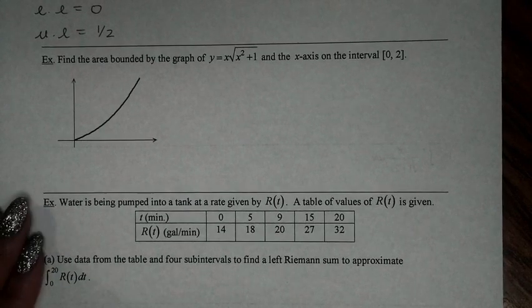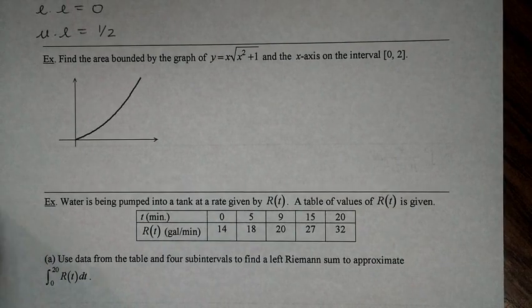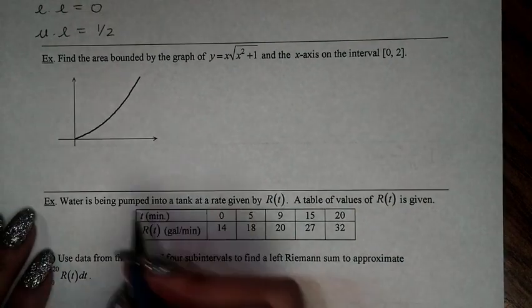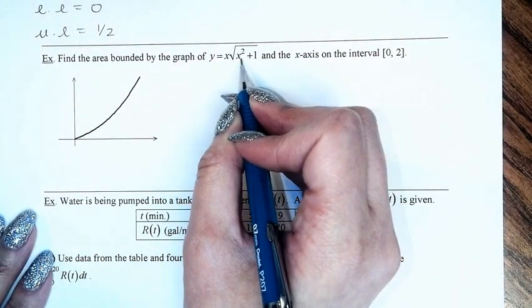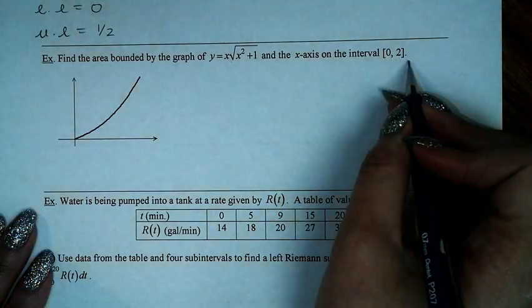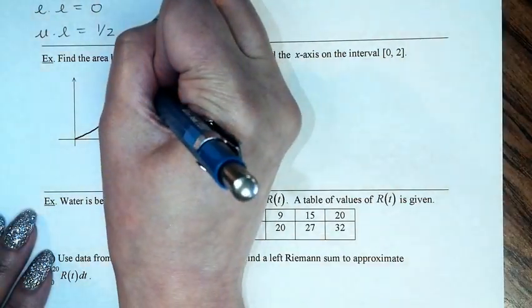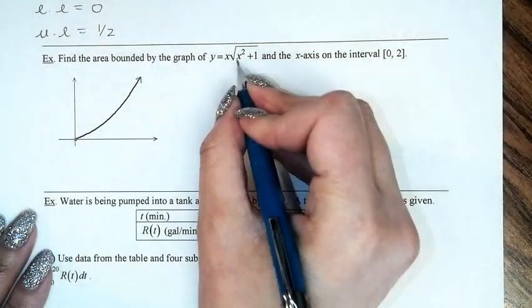The next problem that we have over here is pretty much the same, but it looks different. So find the area bounded by the graph of y equals x times square root of x squared plus 1 and the x-axis on the interval 0, 2. So this is your equation. This is the graph of your equation starting here because of the domain.